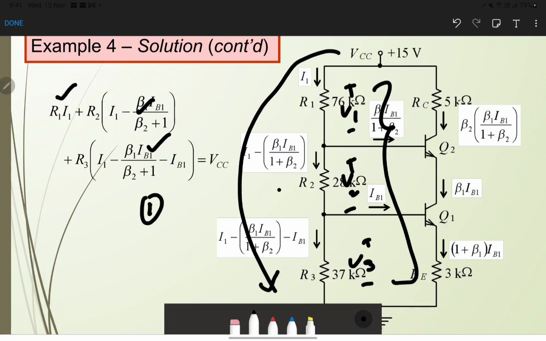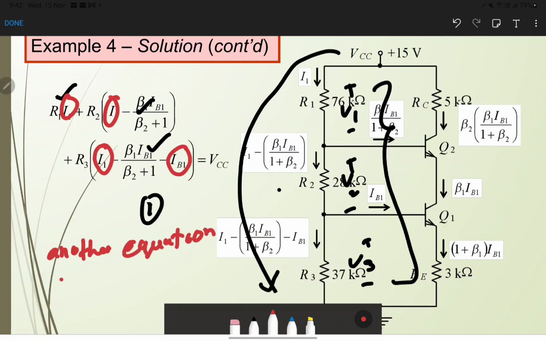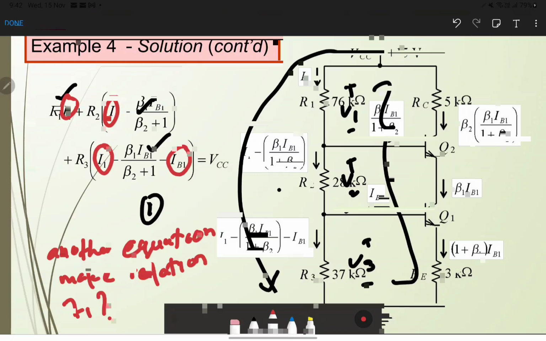Then, because we have two unknown values, first we have IB, and second we have I1, we need to find another equation to make a relation to replace I1, and then after you replace I1, you can find IB. So you need another equation to make a relation.